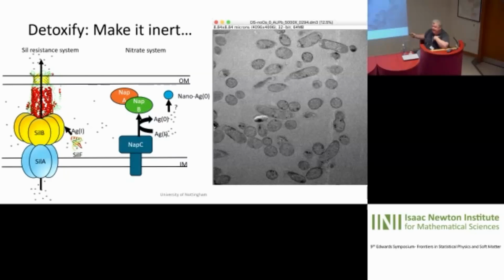And 25 nanometers is about the resolution we need, because the periplasm is about 30 nanometers across. So we should be able to see whether things are in the periplasm or inside or outside the cell.